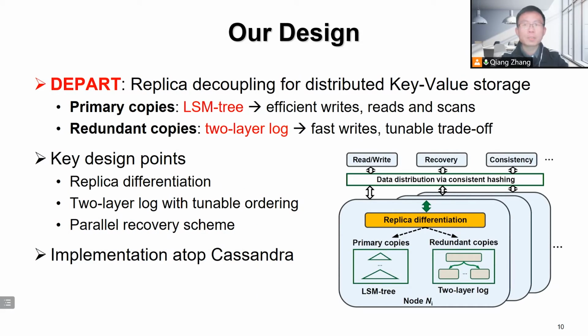Therefore, we propose DEPART, a distributed KV store built on Cassandra to realize replica decoupling by separating the storage management of primary and redundant copies. For primary copies, we use an LSM-tree to store them, so as to achieve efficient writes, reads, and scans. For redundant copies, we design the tunable log to manage them, so as to achieve faster writes and provide tunable performance. Besides, DEPART has several key design points, including replica differentiation, tunable log with tunable ordering, and payload recovery.